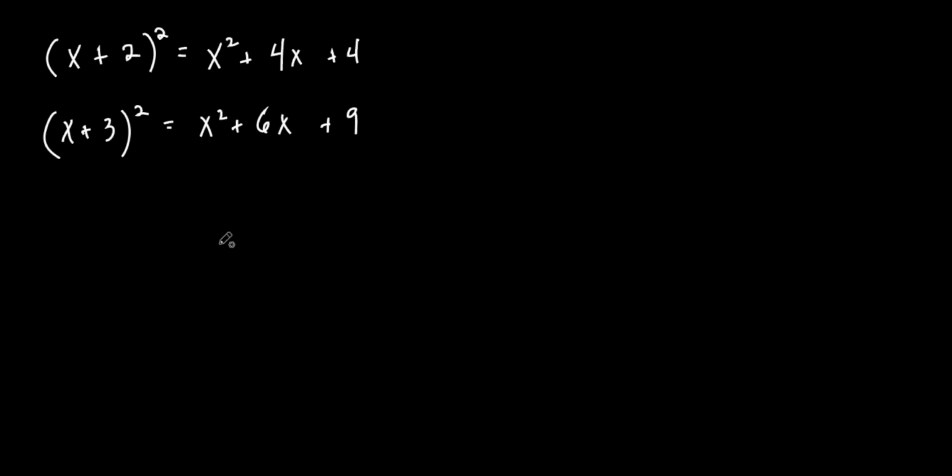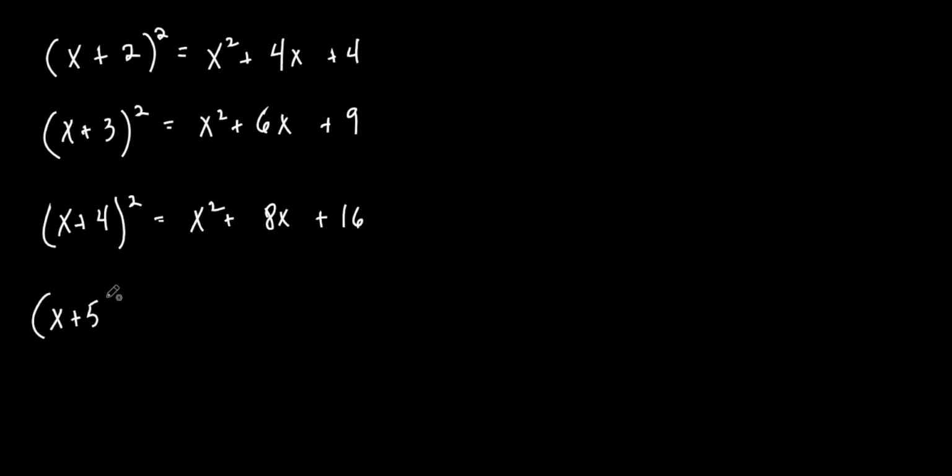You got it? Let's do a couple more, just to establish a pattern. I'm going to show you the pattern that we're looking for in a second. So what's this going to be? X squared. What's the last one going to be? Plus 16. What's the middle one going to be? 8x. Now you're getting the hang of it. Okay, let's do one more just for fun. So x plus 5. So it's going to be x squared. The last one, 25. The middle one, plus 10x.